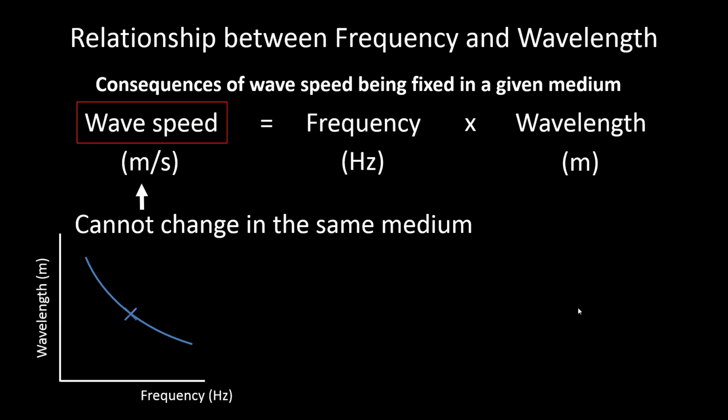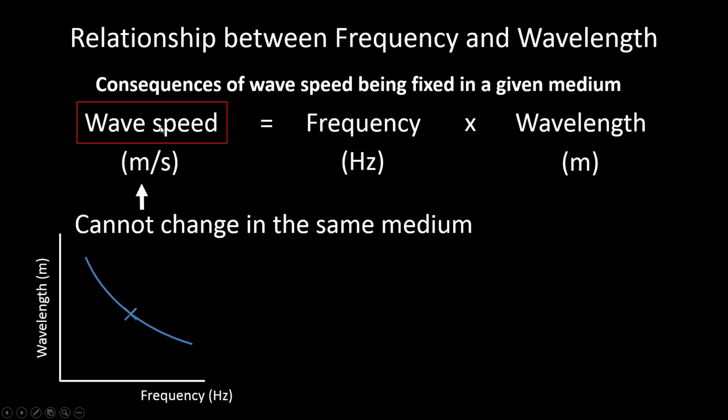Now, the important thing that you need to know for this part of P1 is what the consequences are of the fact that the wave speed doesn't change if you are travelling through the same medium. So if you've sent a wave through some steel, for example, provided it was the same type of steel, the wave speed would be constant in that steel. Same with water. Water waves, if the depth of the water remains constant and it's still water and not some other liquid, then the wave speed remains constant. So for a given medium, the wave speed is fixed.